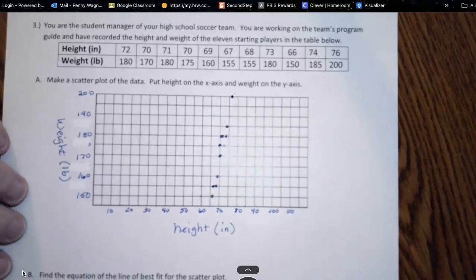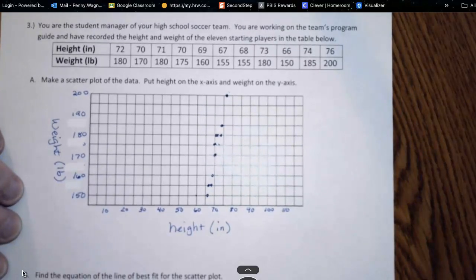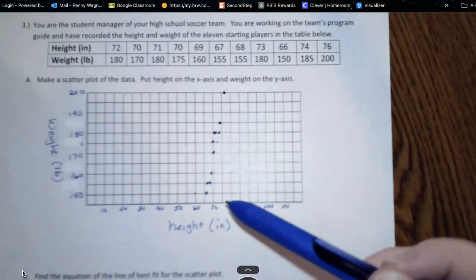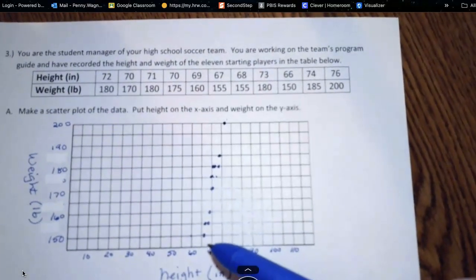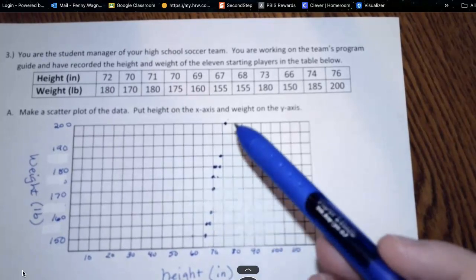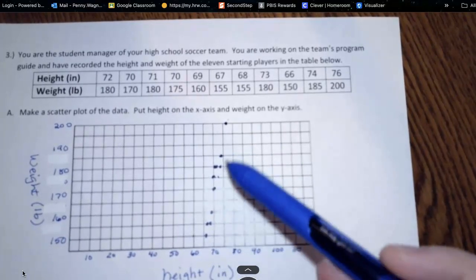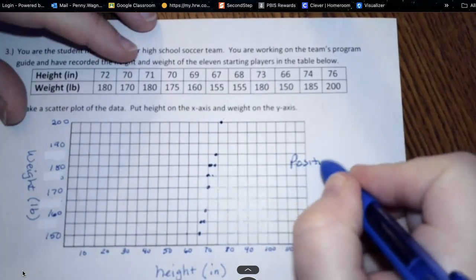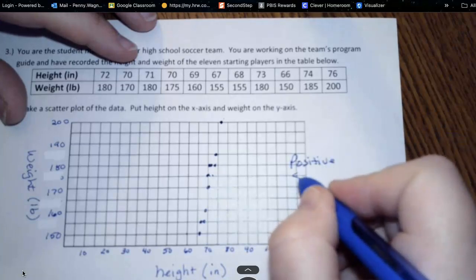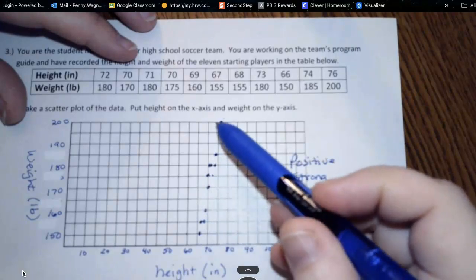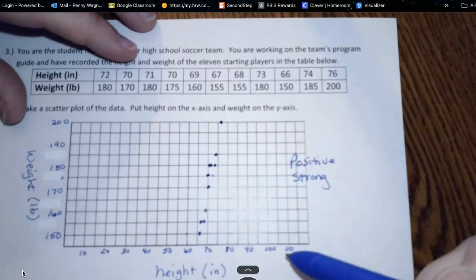Okay, so now we have our plots put on there, and we need to determine what our correlation is. This is really hard to see when you are setting these up, but see how as this number is increasing, they are increasing. This is actually what we would call a positive correlation. So it is positive. It is strong, because they are really tight together. Okay? It is not perfect.